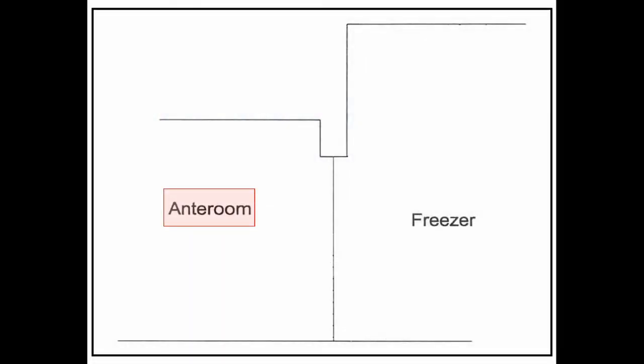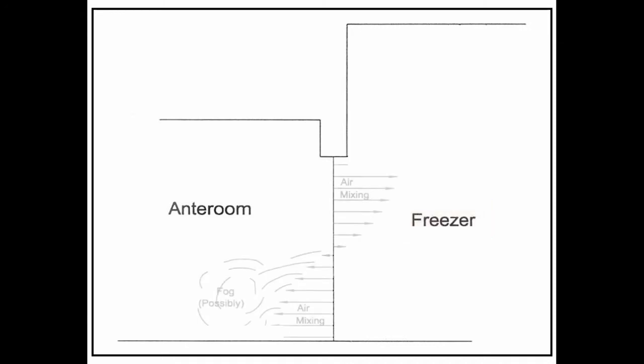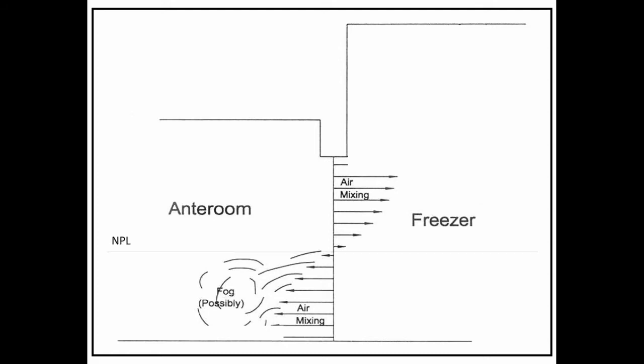The anteroom is the warm side of the opening, and the freezer is obviously the cold side. When a temperature differential exists in an opening, a natural flow-through occurs. Notice at the top of the opening, air is flowing into the freezer, and at the bottom, air is spilling out. At the center, no flow occurs, which results in the neutral pressure line.